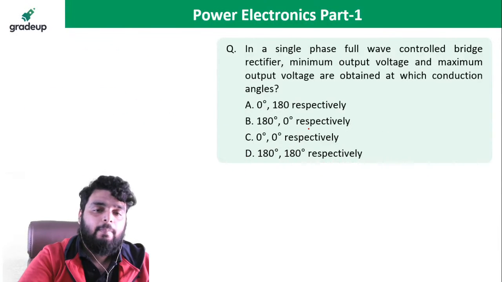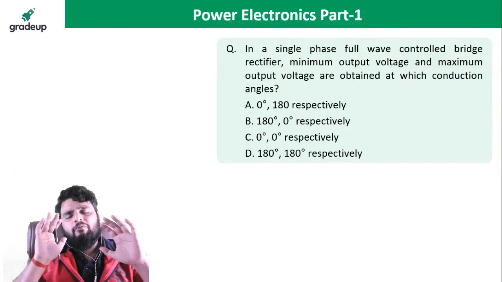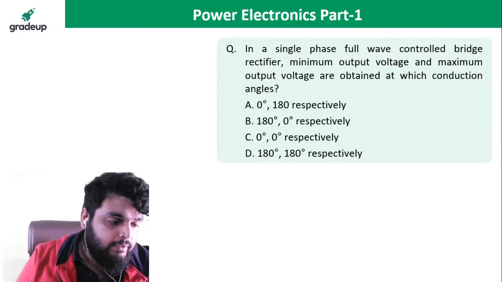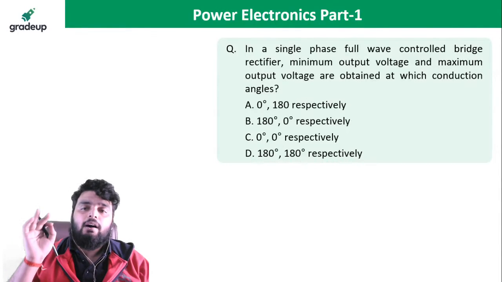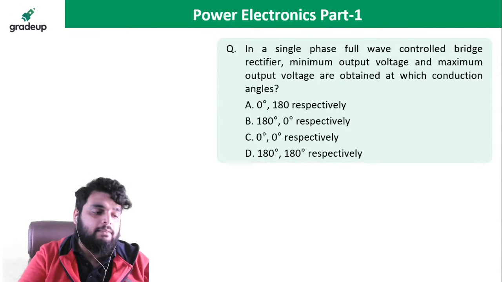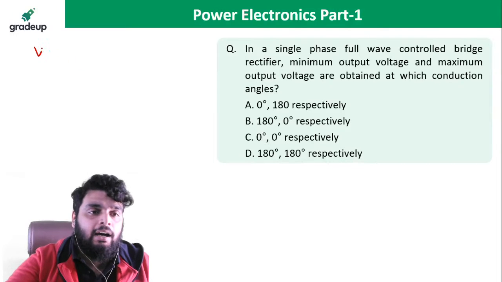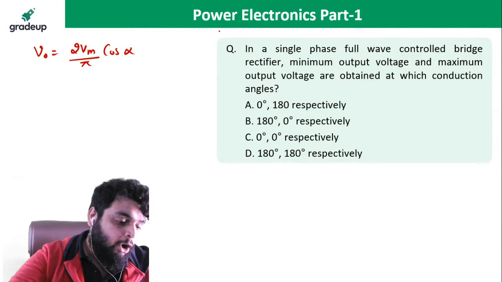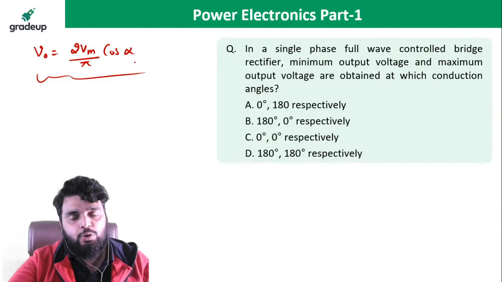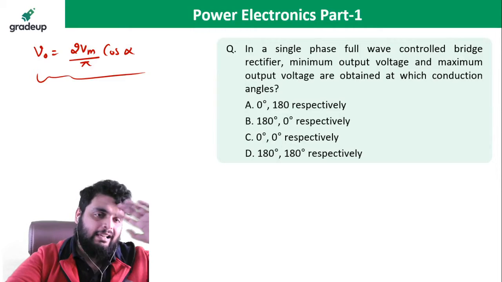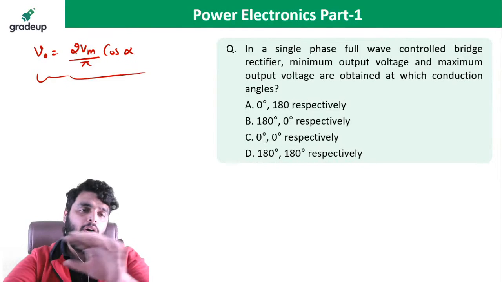Okay. Next. Very easy question. If you know the formula, then the question is very easy. In a single phase full wave controlled bridge rectifier, minimum output voltage and maximum output voltage will be. So the formula of output voltage is 2 Vm by pi cos alpha. Either you can remember it or you should know how to derive this formula. But for the derivation, I am again telling you, follow the second channel. There I have explained all the derivations.